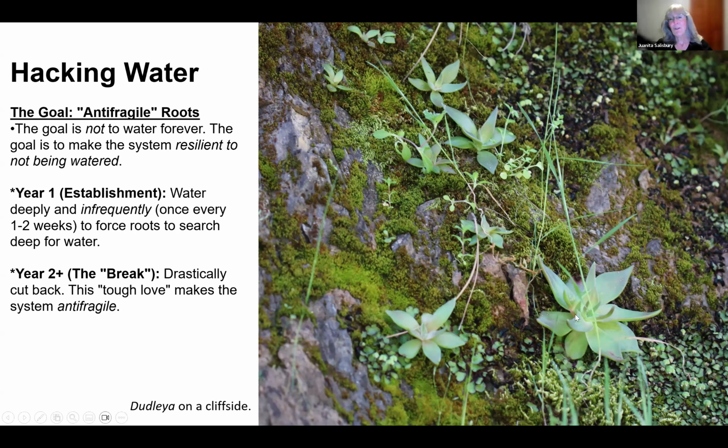One of the reasons I love Dudleyas is they're so easy to grow. These are Dudleyas growing on a rock face cliff. This is a vertical surface. They're growing in some moss here. There's hardly any soil. It just blows my mind how well adapted these succulents are to grow on a vertical rock. So when I say don't coddle the plants, you actually don't have to. Amazing plants.